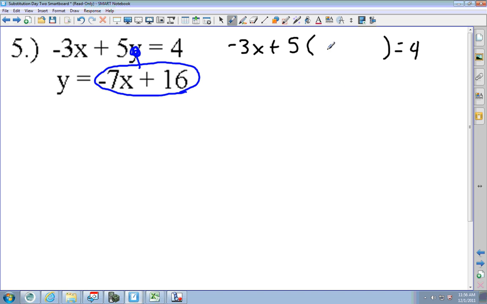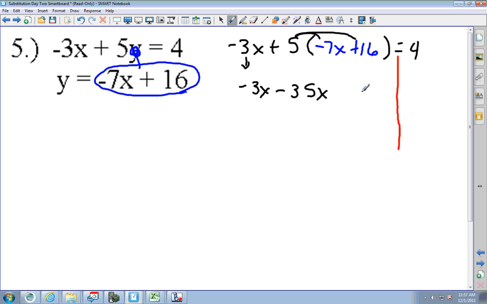What do I put in here in this parentheses? Negative 7x. Negative 7x plus 16, yes. Now, this negative 3x is not next to a parenthesis, so I just bring it down. So I have negative 3x, and I have to do hippity-hoppity distributive property. 5 times negative 7 is negative 35x. What's 5 times 16? 80.